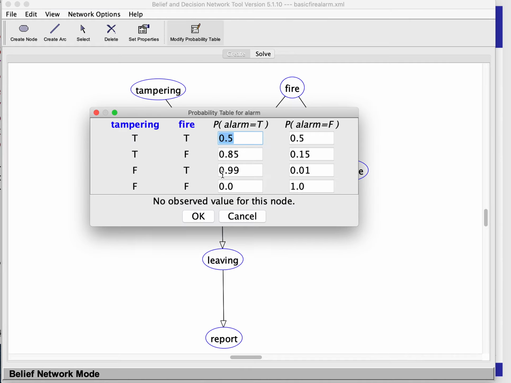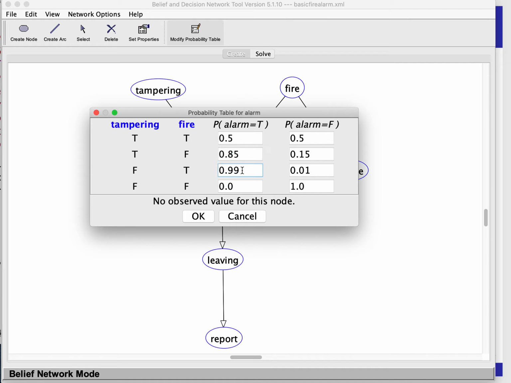And we have alarm. Now it depends on both tampering and fire, and then this conditional probability table here tells us how alarm depends on tampering and fire. For every value of tampering and fire, there can be a different probability. So here we're assuming that if there's been tampering and there is a fire, there's only a 50% chance of alarm. If there's tampering and no fire, there's an 85% chance of alarm.